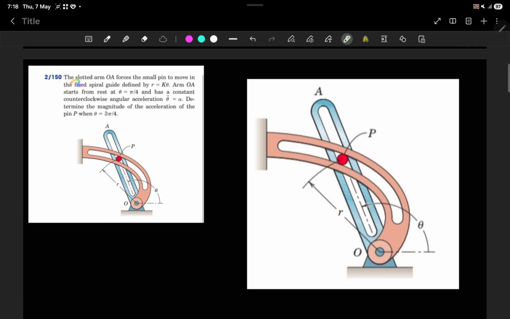I have been given the slotted arm OA. The slotted arm OA forces the small pin to move in the fixed spiral guide defined by r equals to k theta, and arm OA starts from rest at theta equals to pi by 4. When it was at rest at the initial condition here, this angle was pi by 4. From here it has started, and has a constant counterclockwise acceleration alpha. Determine the magnitude of the acceleration of the pin P when theta equals to 3 pi by 4. Okay, so let's do this.